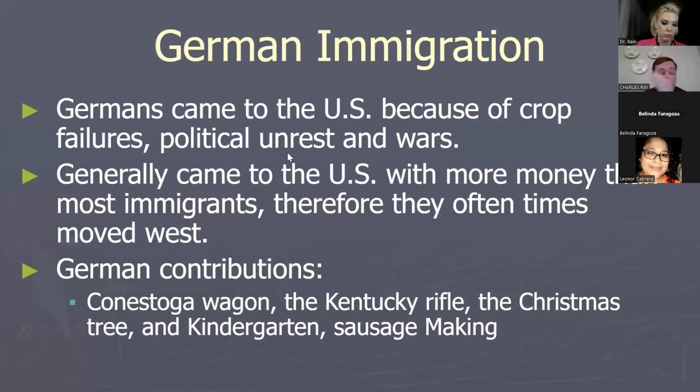The other big group for us in 8th grade U.S. is going to be the Germans. The Germans came to the U.S. for many different reasons. Some of them are because of crop failures, like the Irish. A lot of them are also because of political unrest and wars, because Germany is not Germany at this point. It's a bunch of little kingdoms, all of them beefing over territory and getting mad at each other, and every once in a while invading each other. So sometimes it's safer to move over here. They generally came to the U.S. with a little bit more money. They're also more often going out west. They'll bring things like the Conestoga wagon, the Christmas tree, kindergarten, sausage making is a big German thing, things like that.